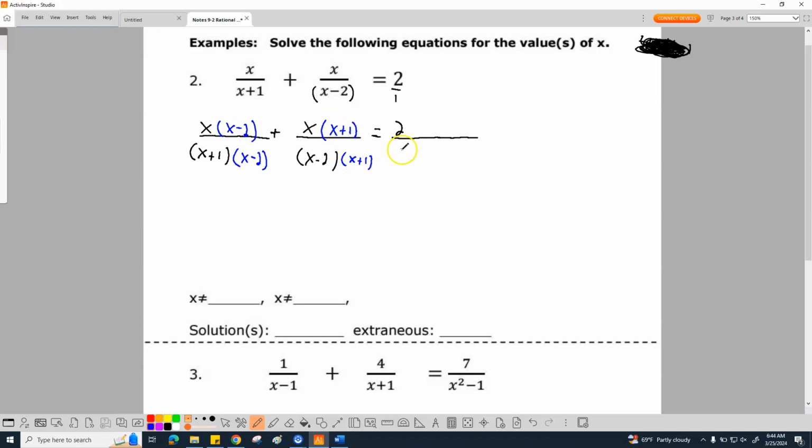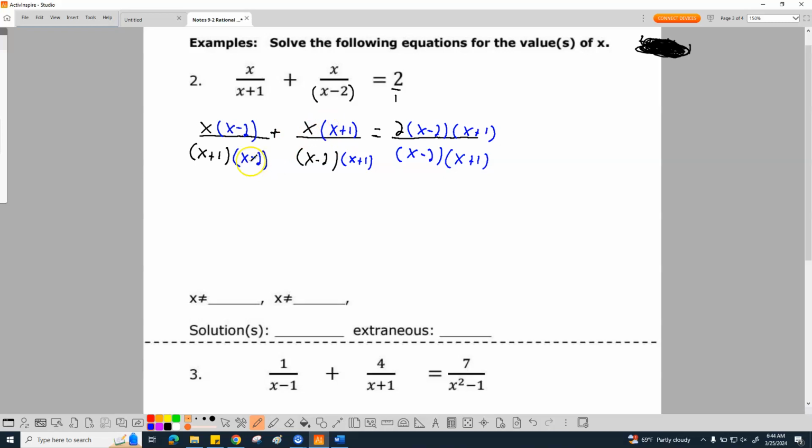Now I'm going to go over here, and I'm going to see this 2 is missing both of them. So now I'm going to have in there x minus 2, x plus 1, and I'm going to put that up here. X minus 2, x plus 1. Now I'm going to check to make sure my denominators all match. Do they all match? Yes, they do. The denominators all match.